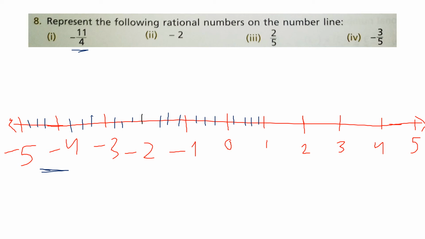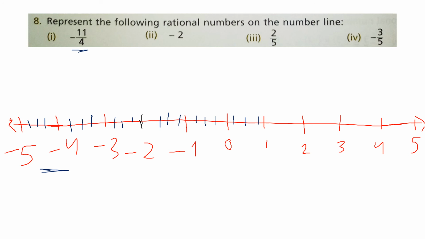If the denominator is 5, you have to divide each interval into 5 parts: 1, 2, 3, 4, 5. Here we have 5 parts. I had to convert it into 4 parts, 1, 2, 3, 4. Now we have 4 parts everywhere.